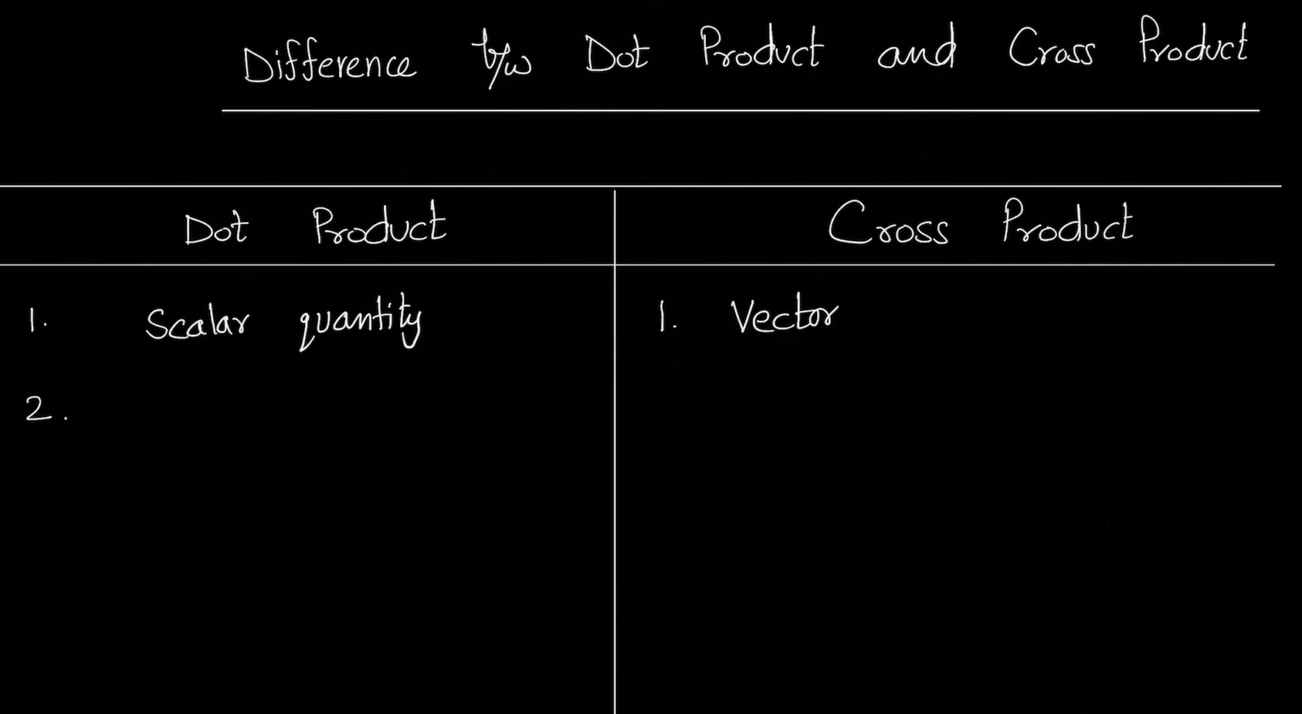The second difference is that the dot product is valid for any vector space. That means if you take Rn, or the vector space of square matrices of order n, or in general any vector space of matrices of order m cross n, or even the vector space of polynomials of degree less than or equal to n, the dot product will work on these vectors. But the cross product is valid only for R3, or 3-space.